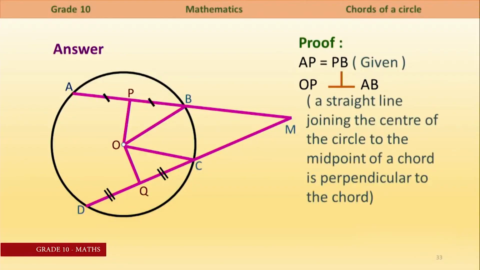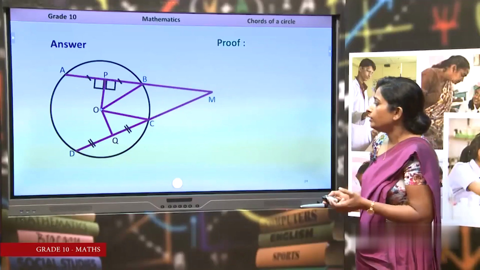Why is that? A straight line joining the center of the circle to the midpoint of a chord is perpendicular to the chord. Then we can put 90 degrees, because if they are perpendicular, angle OPB and angle OPA equal 90 degrees. So we can mark that angle in the diagram. When we mark those data in the diagram, we can understand the sum very easily. Then I will take the other chord, that is the DC chord.